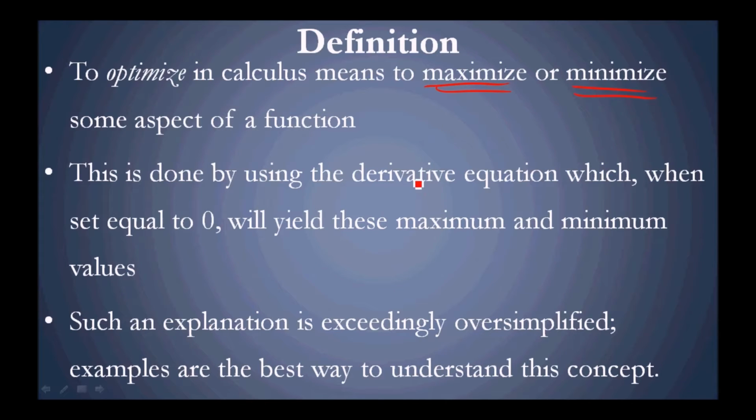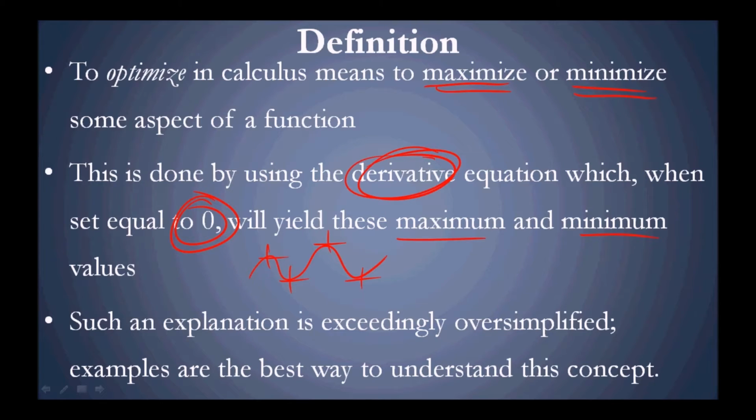The way this is done is by using the derivative equation, which, when set equal to 0, yields the maximum and minimum value, or values, of a function. Because if we have our function which describes our operation, when we differentiate at these points where there are minimums and maximums, the slope is 0. That means the tangent line at these points is 0. So the slope of the tangent line is the derivative. So setting the derivative equal to 0 gets us these minimum and maximum x values, the locations at which these occur.